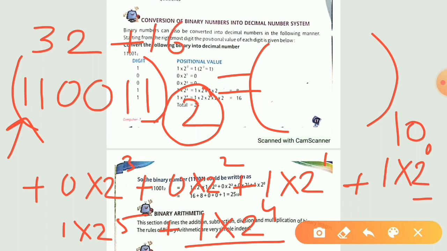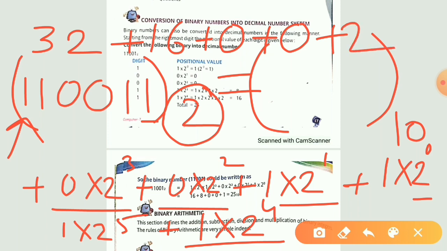Now over here, 2 to the power 3 will give you 8, and 8 multiplied by 0 will give you 0. Again, 2 to the power 2 will give you 4, and 4 multiplied by 0 is 0. And again, 2 to the power 1 is 2, and 2 multiplied by 1 will give you 2. At the very end, 2 to the power 0 is 1, and 1 multiplied by 1 is basically 1. Now do the basic calculation.